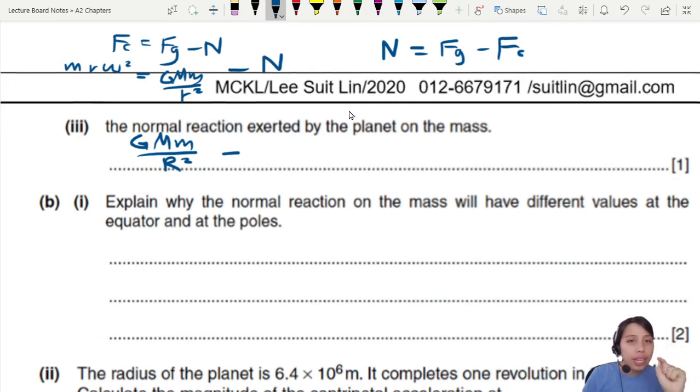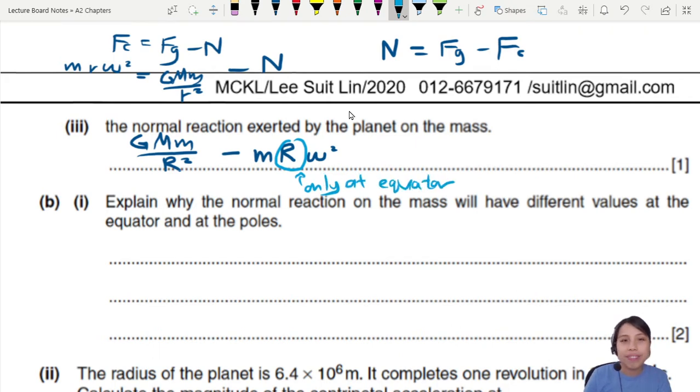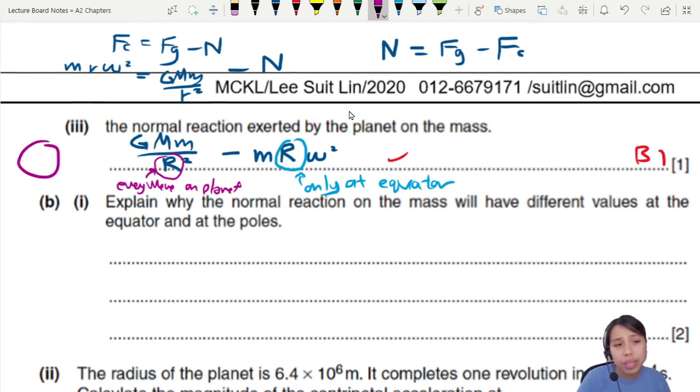Now, if you are at the equator, then you can say m R omega square. This is true only at the equator. So this is how I can write the equation for our centripetal force, m R omega square, only at the equator. The other one, by the way, I should circle it. This R is everywhere on the planet. It's the same because the planet is a sphere, right? The radius is always the radius no matter where you are on the planet.